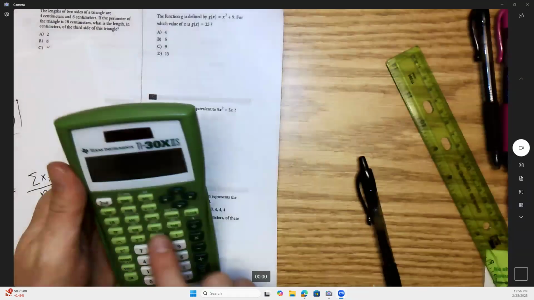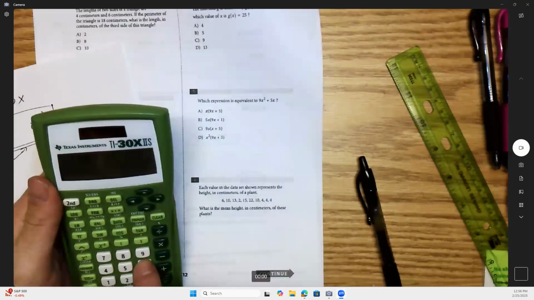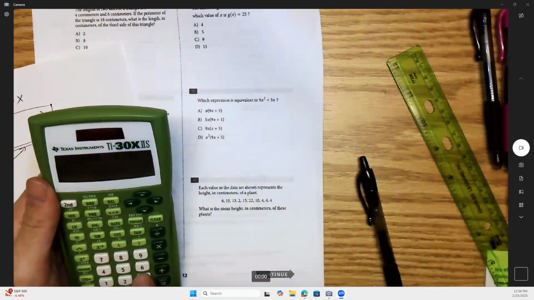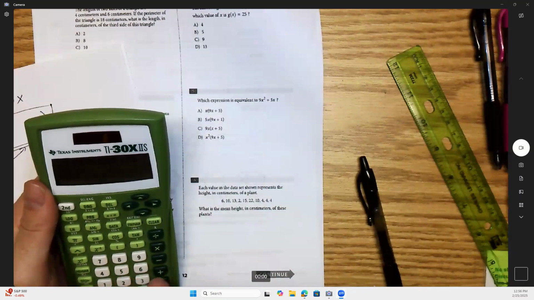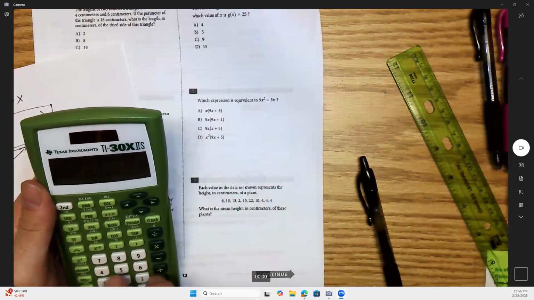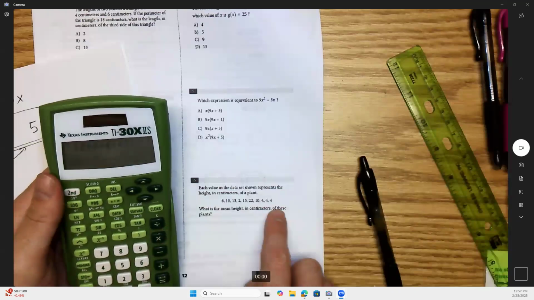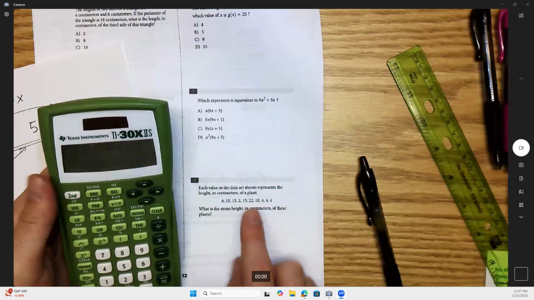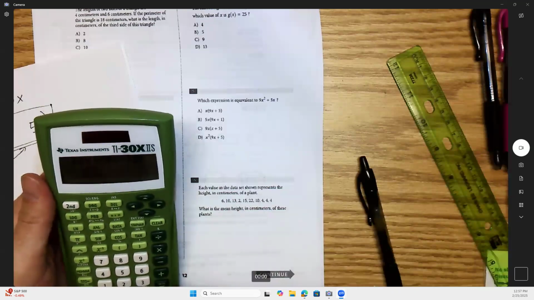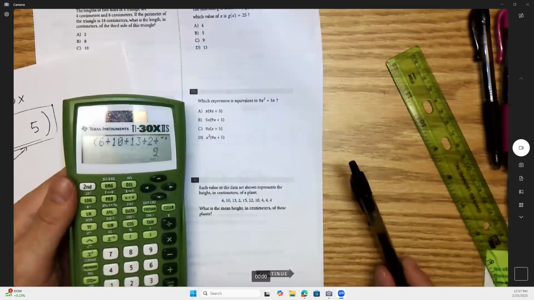So I'm going to do open parenthesis and then add up all these plant heights: 6 plus 10 plus 13 plus 2 plus 15 plus 22 plus 10 plus 4 and 4 and 4. Then close parenthesis, divide by... Now I counted 10 plants. Do you guys count 10 plants? So I'm going to divide by 10 because there are 10 plants. That gives me 9. You guys see 9?